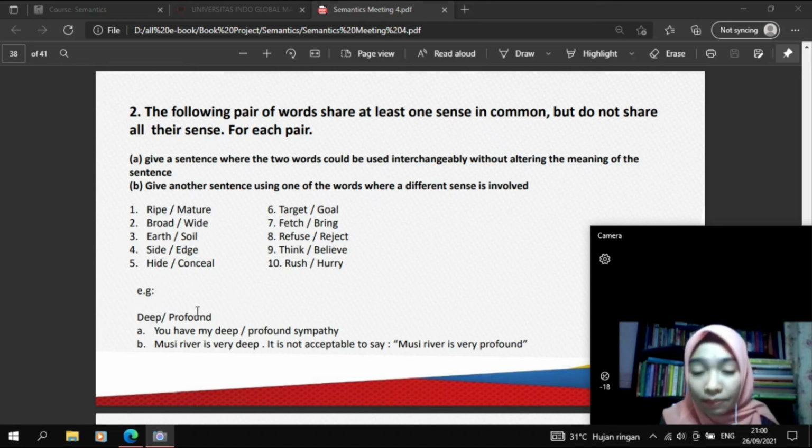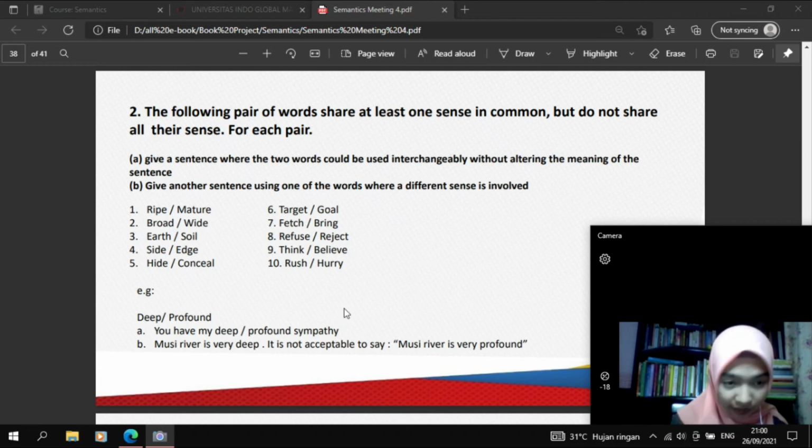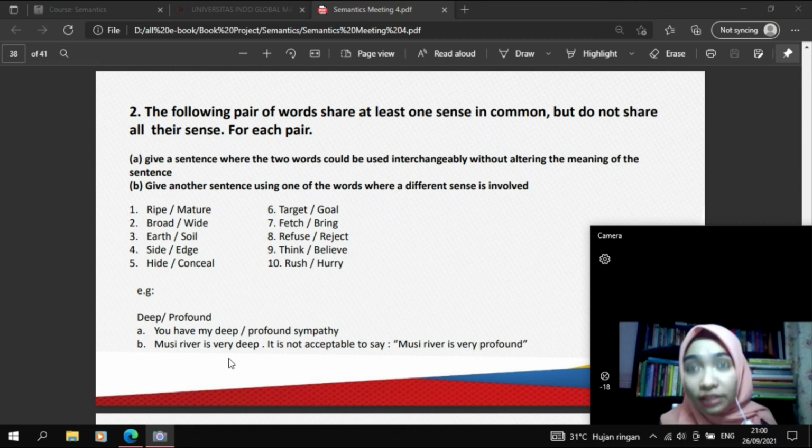So for example, deep and profound. Make one sentence that can accept deep and can accept profound. So in A, you have "my deep sympathy." Correct. "You have my profound sympathy." Correct. But in part B, "Musi River is very deep." It is not acceptable to say "Musi River is very profound."